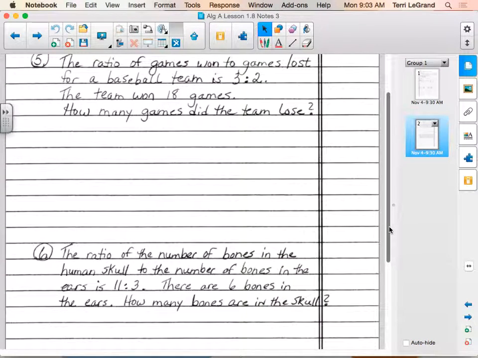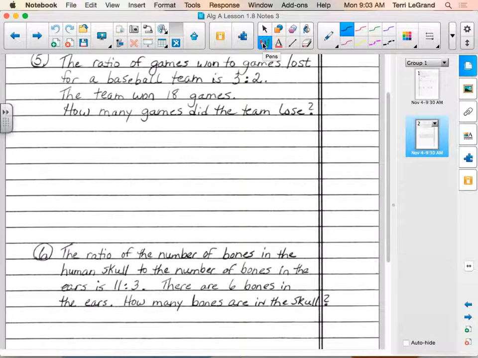The ratio of games won to games lost for a baseball team is 3 to 2. Order matters in a ratio. We're comparing, so we have won to lost. That would mean the 3 in this ratio represents games won, and the 2 represents games lost. So that's going to be our first ratio that we're going to write in our proportion, and we're going to use labels in them. So we're going to say 3 won to 2 lost.